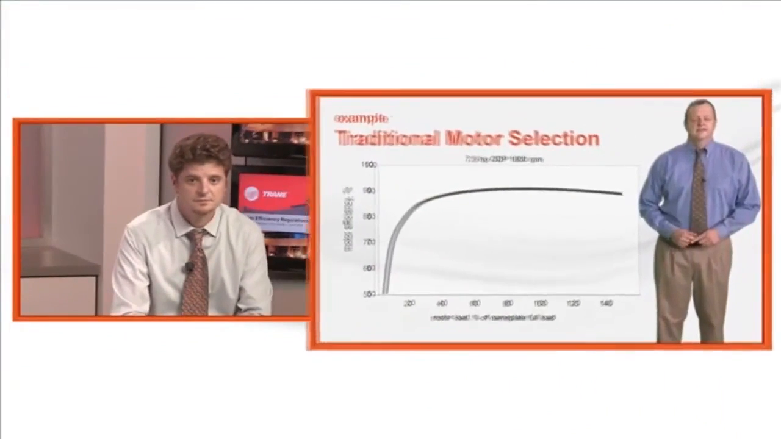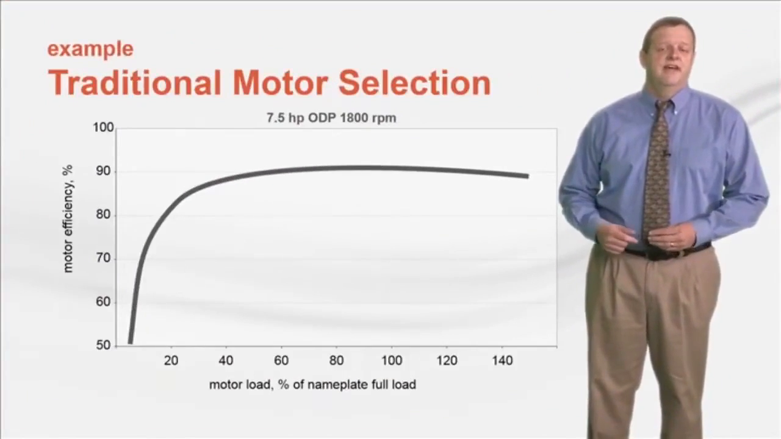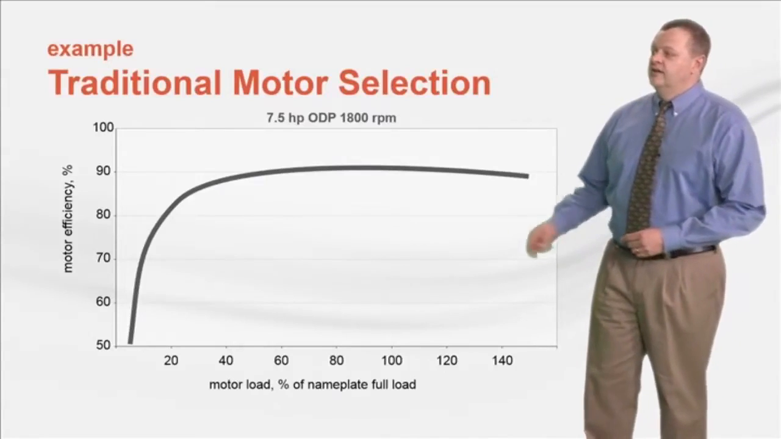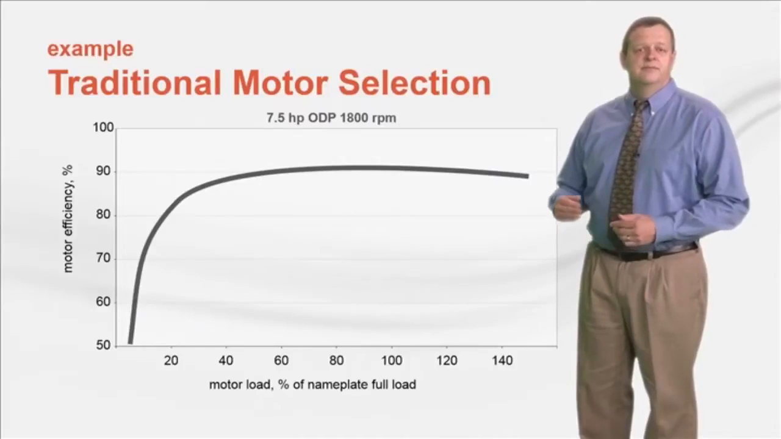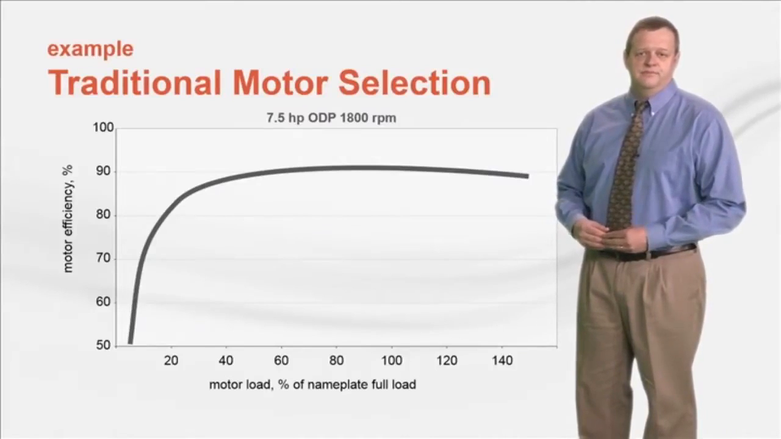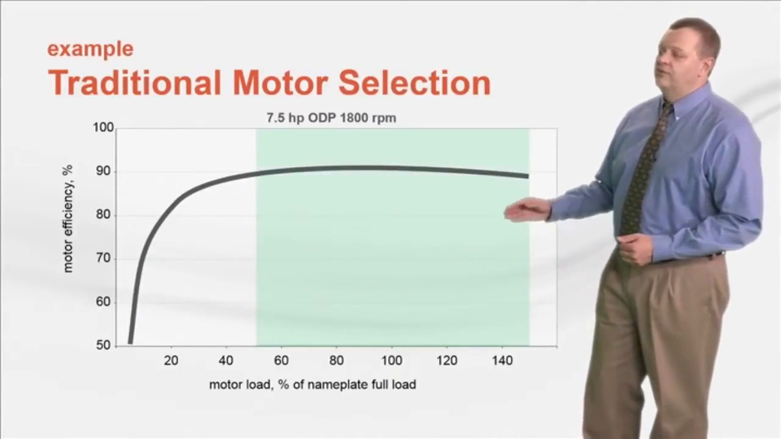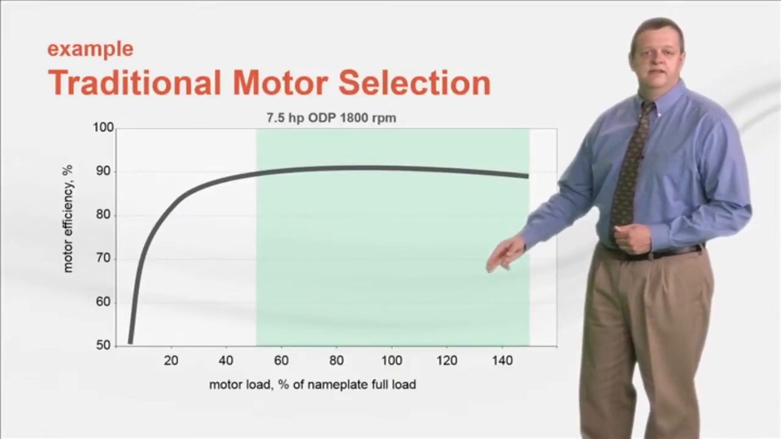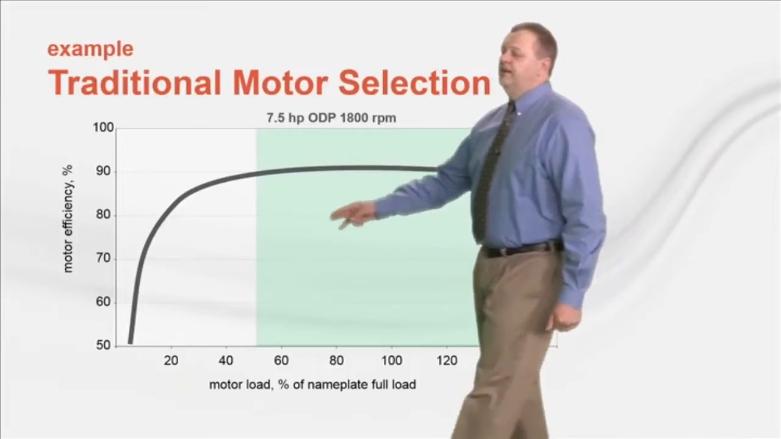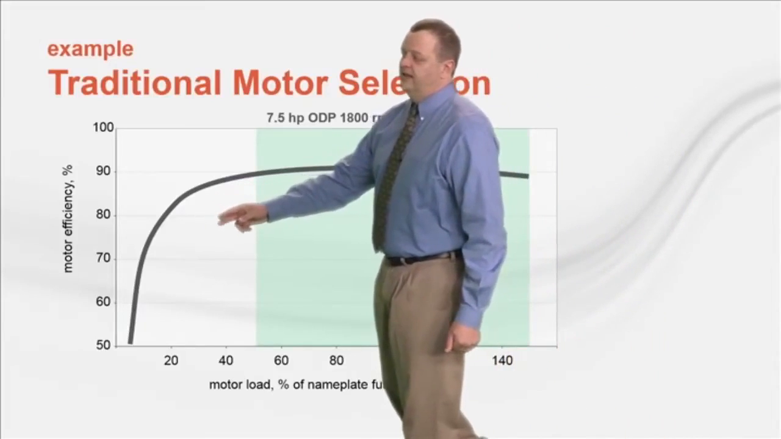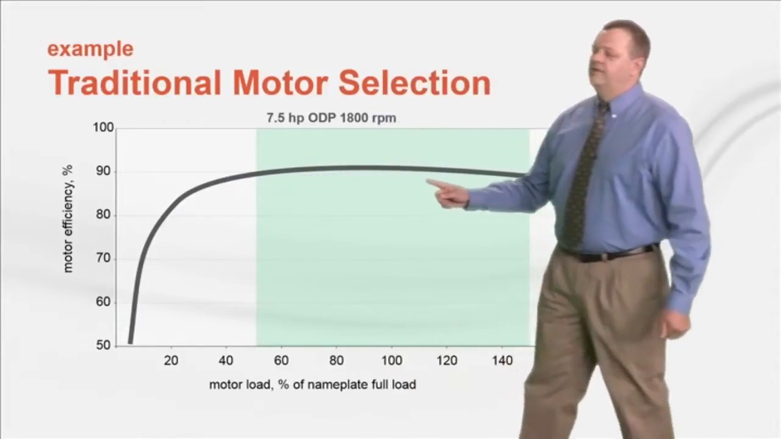This chart depicts the efficiency of a 7.5 horsepower motor. The y-axis is motor efficiency and the x-axis is motor load as a percentage of the nameplate full load. In general, motors will operate near peak efficiency between 50 and 100% motor load. Below 50%, the motor efficiency starts to drop off dramatically, and there's also a little bit of drop off above 100% load.